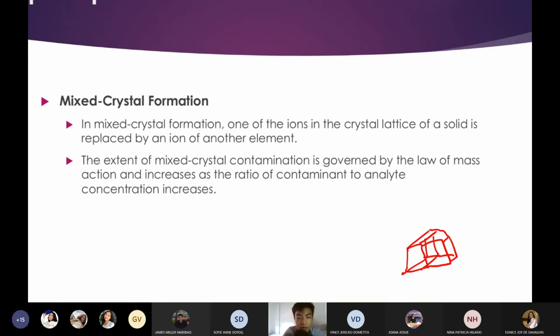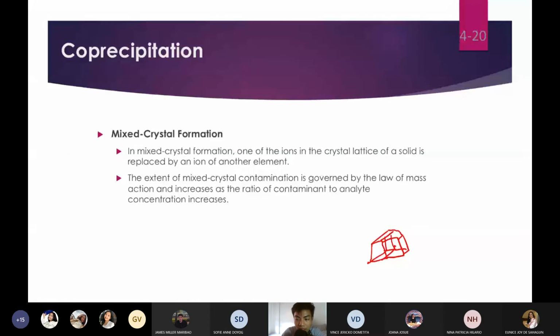So pwedeng yung contaminants mo maipit sa loob, no? So, yun yung mixed crystal formation. Okay. So ito medyo mahirap i-control, although hindi naman natin to na-encounter madalas, kasi we do not form crystals naman usually in the laboratory. So ito yung mga common problems with gemstone making, no?